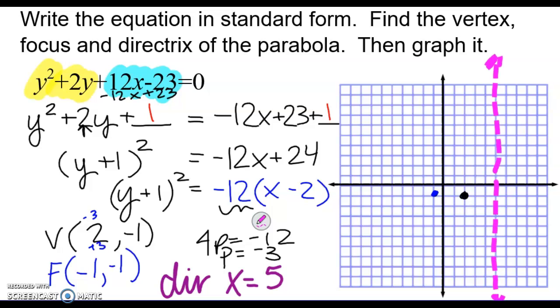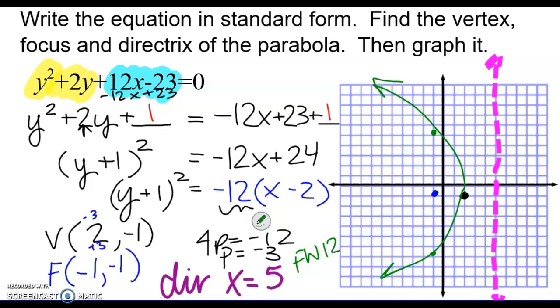Oh, that's a straight line. Then I come back and I'm like, focal width. What's my focal width? Well, my focal width is 12. So from my little focus, I go up 6. 1, 2, 3, 4, 5, 6. And down 6. 1, 2, 3, 4, 5, 6. And then, there it is. What fun.